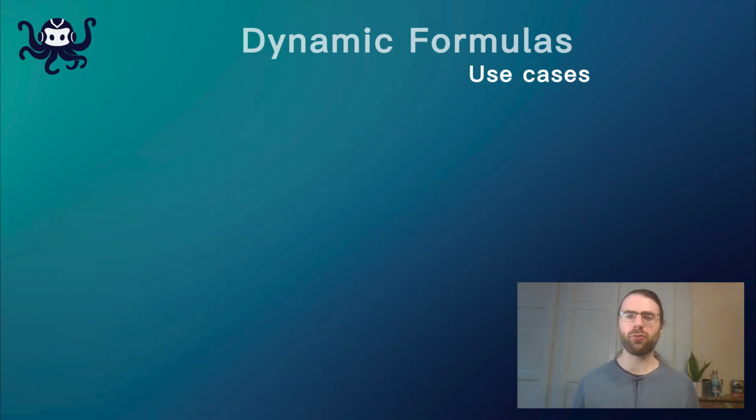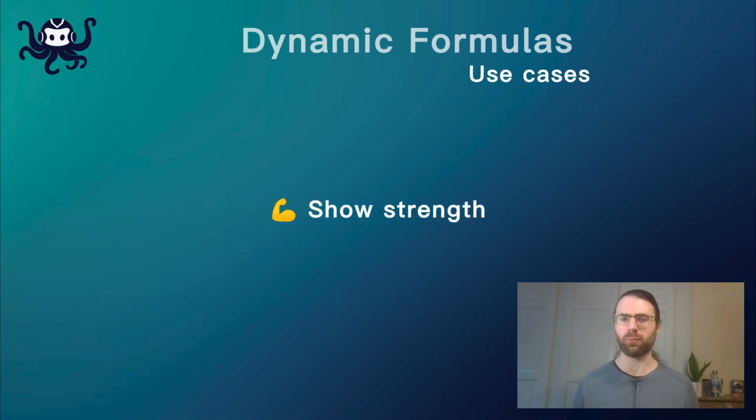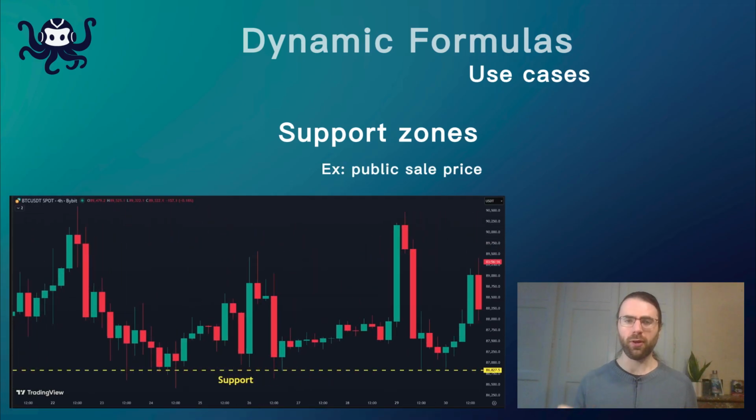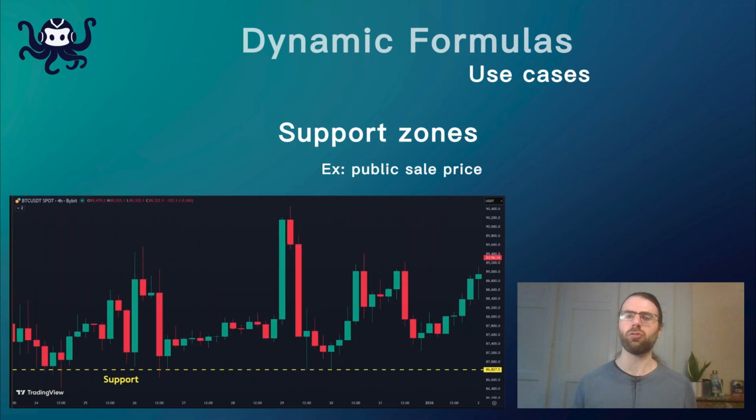Dynamic formulas are also great to interact with the market. As a crypto token project, there are times you want to show strength in your price. For example, upon listing, or to execute buyback campaigns. Each token also has important price levels, such as, for example, its public and private sale prices, which could be defended as support zones. All of those can be translated into dynamic formulas. For example, support zones can be explicitly listed to be defended by the market making strategy.